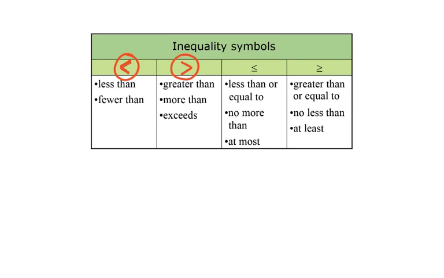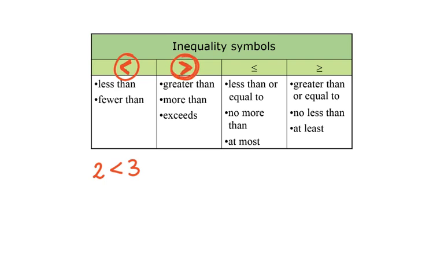So the first 2, less than or fewer than. For example, you can say 2 is less than 3, or 2 is fewer than 3. And the way you can remember it is this little symbol. Imagine it's like a mouth and it's eating the bigger number. So in this case, 2 is less than 3, or 2 is fewer than 3. But you can also write it the other way around.